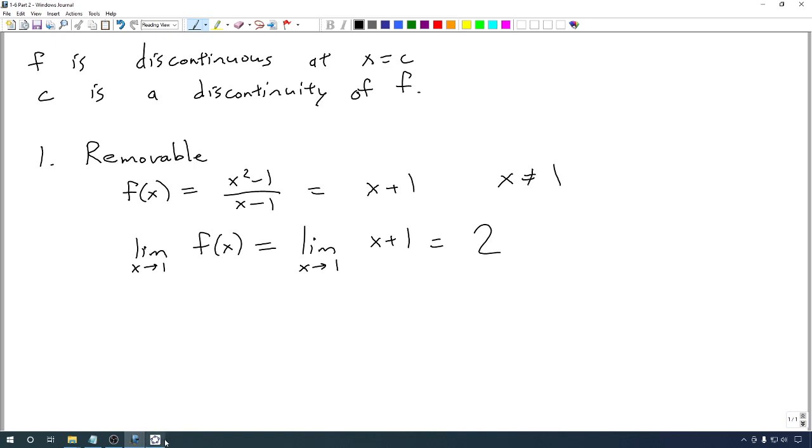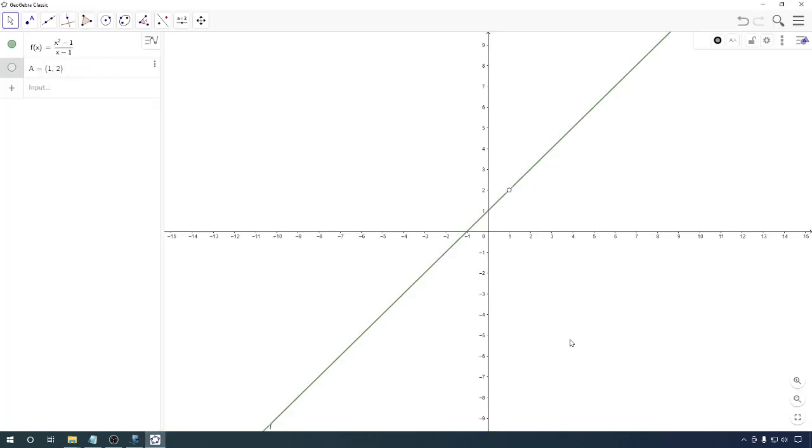Essentially, we have this graph here of the function x squared minus 1 over x minus 1. Now, GeoGebra will not show us the discontinuity there. It just skips over it because it doesn't try to show the holes. But there is going to be a hole at (1, 2). So at 1, the function technically doesn't exist, but it does have a limit of 2. So it looks like it should pass through the point (1, 2). It just has a hole there.